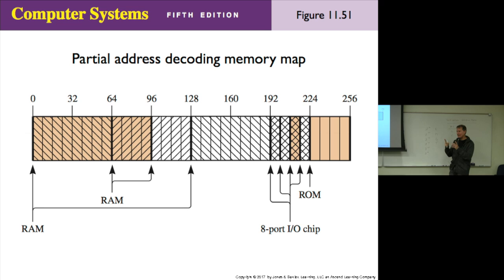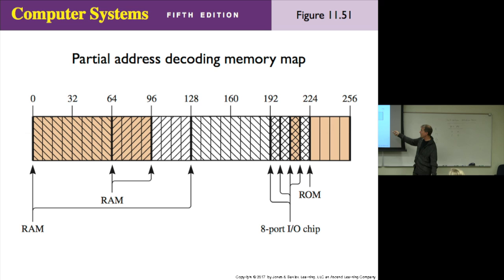We don't expect that to happen because we're assuming that those are don't care conditions. But if it does happen, then it will be selected. It will be selected when A7, A6 is 0, 0. It'll also be selected when A7, A6 is 1, 0. Are you with me?